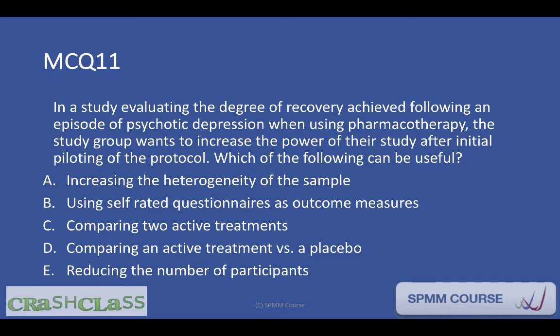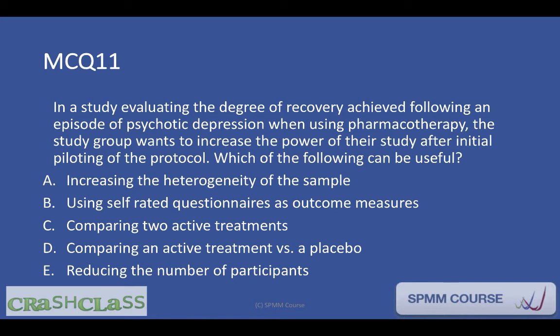In a study evaluating the degree of recovery achieved following an episode of psychotic depression when using pharmacotherapy, the study group wants to increase the power of the study after initial piloting of the protocol. Which of the following can be useful? Increasing the heterogeneity of the sample, using self-rated questionnaires as outcome measures, comparing two active treatments, comparing an active treatment versus placebo, reducing the number of participants.